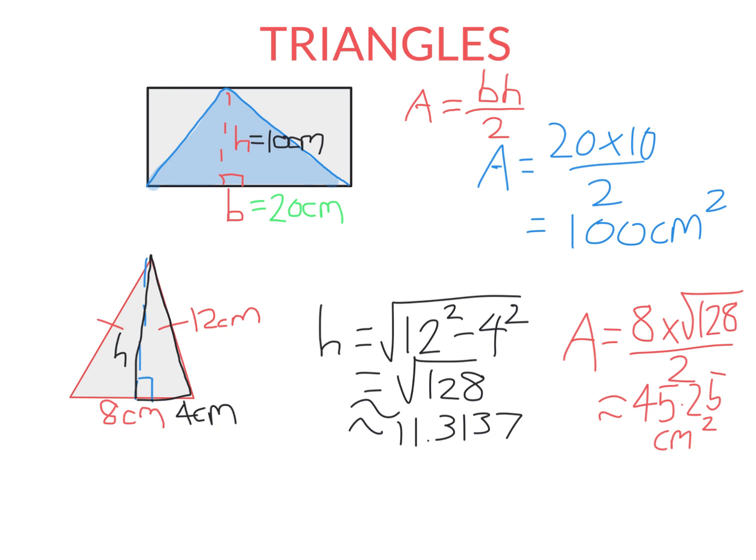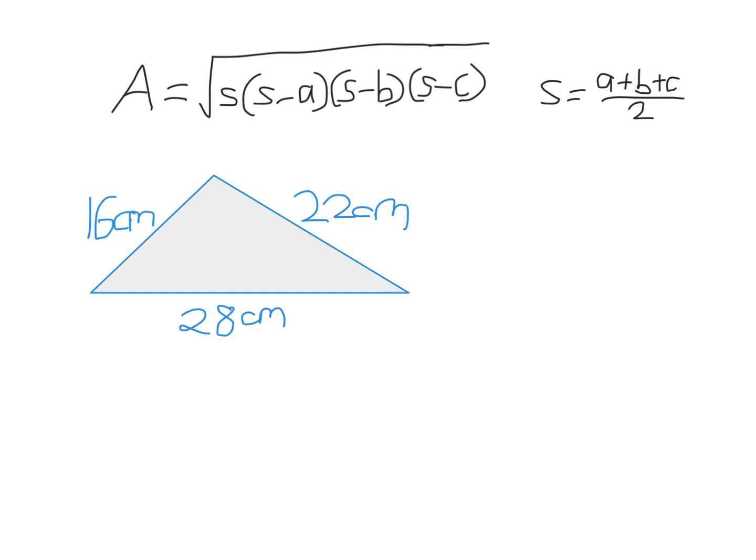What about the other type of triangle though? What about scalene triangles? Let's have a look at that. So let's look at this triangle here. This is scalene because each of its side lengths is different, 16, 22, and 28. So if I want to find the area of this triangle, unfortunately I can't use the trick from the last slide, because I can't divide this into 2 congruent right-angled triangles. See, this triangle here is clearly smaller than this one here.